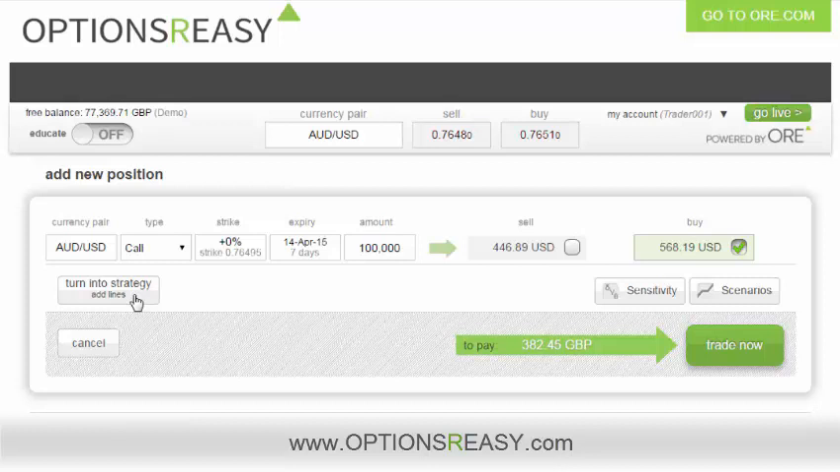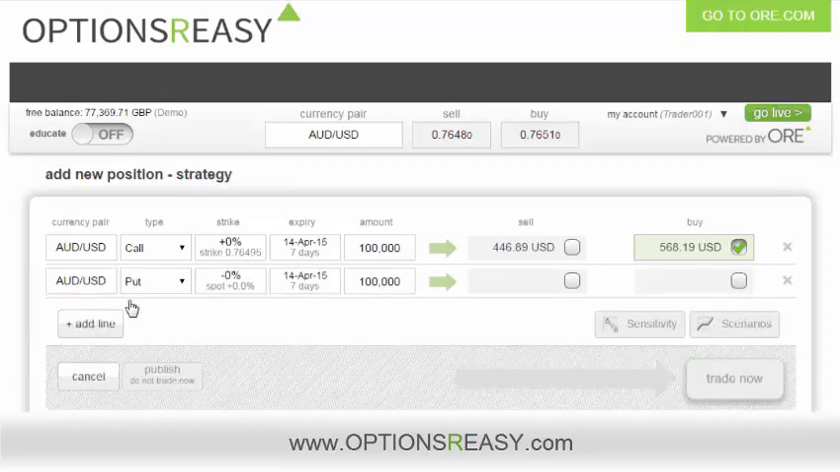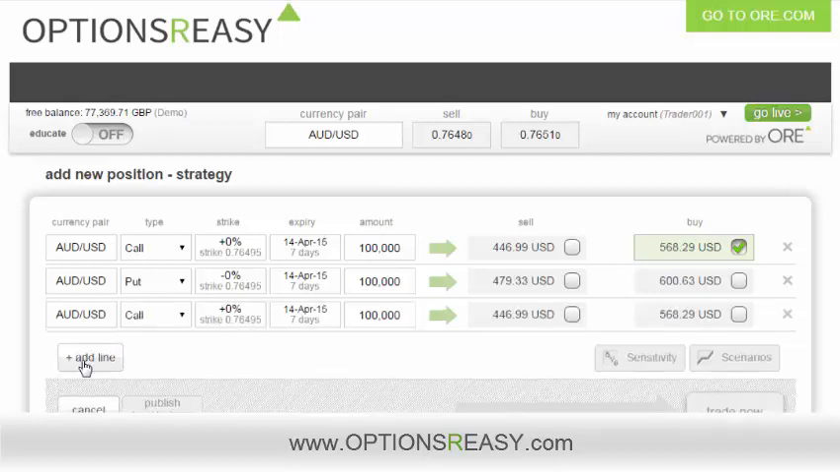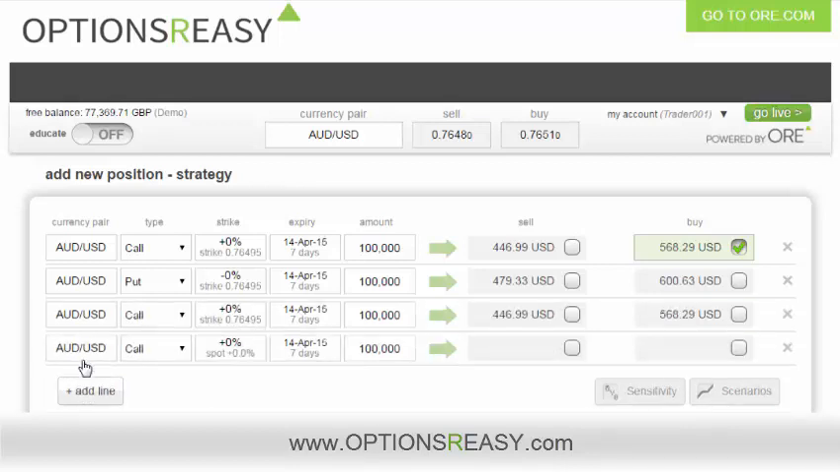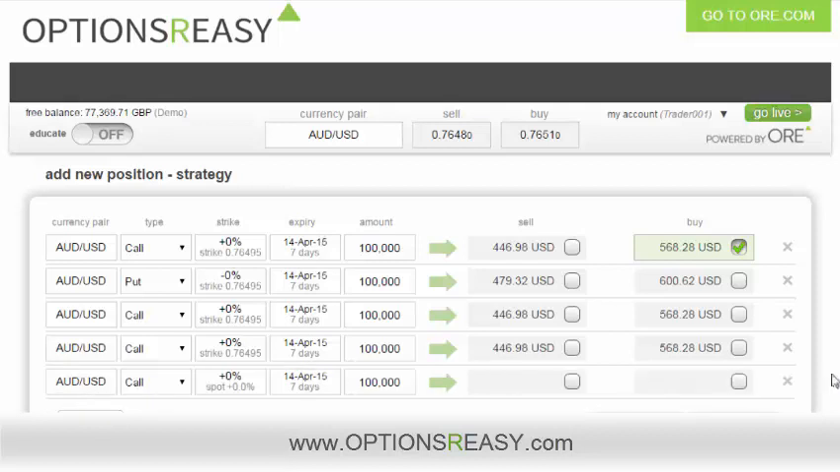Clicking the Turn into Strategy button adds more rows to the position. And each row is a new option contract, which we call a leg of the position. You can add as many legs as you want.